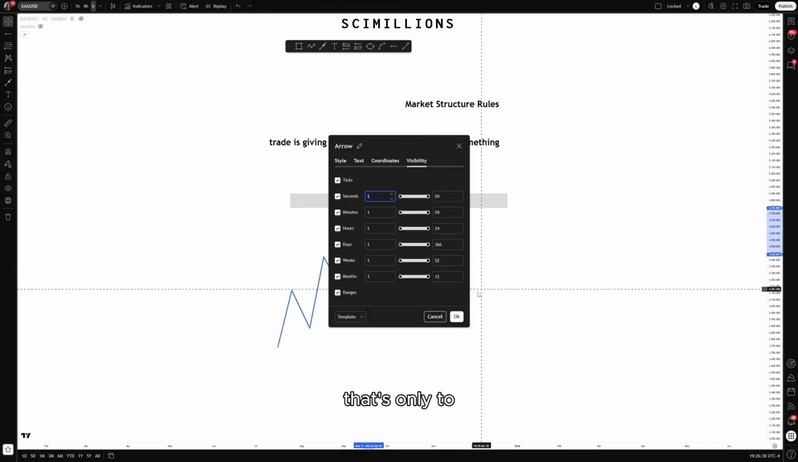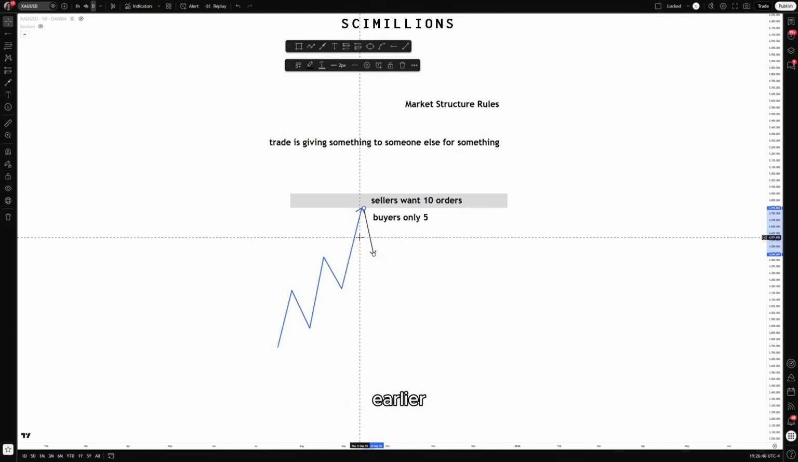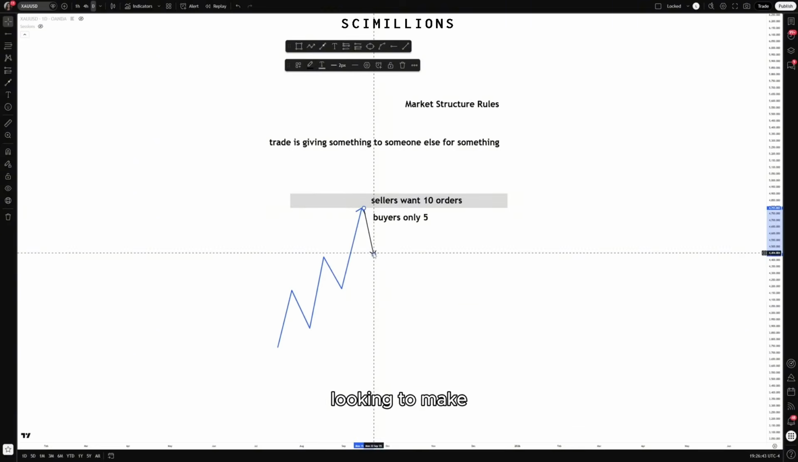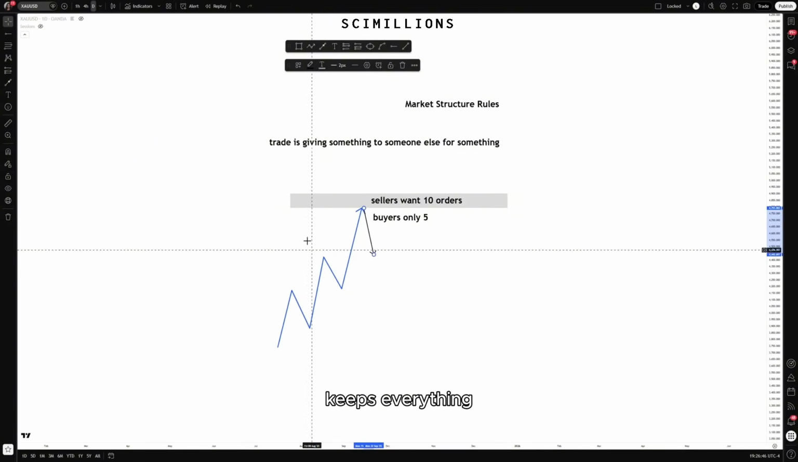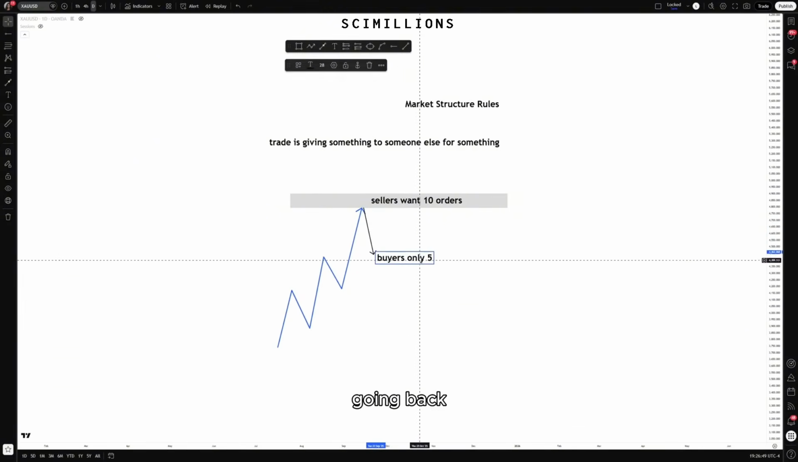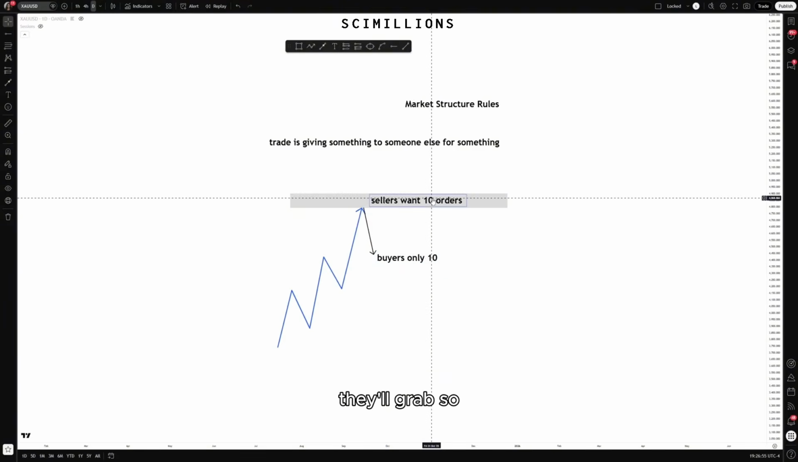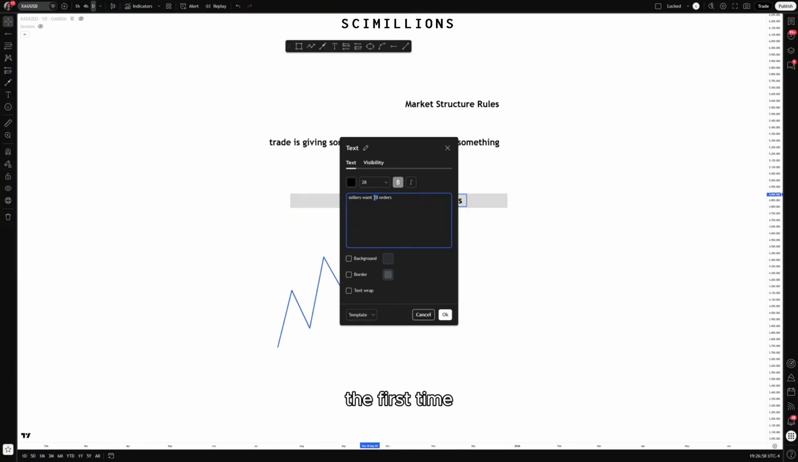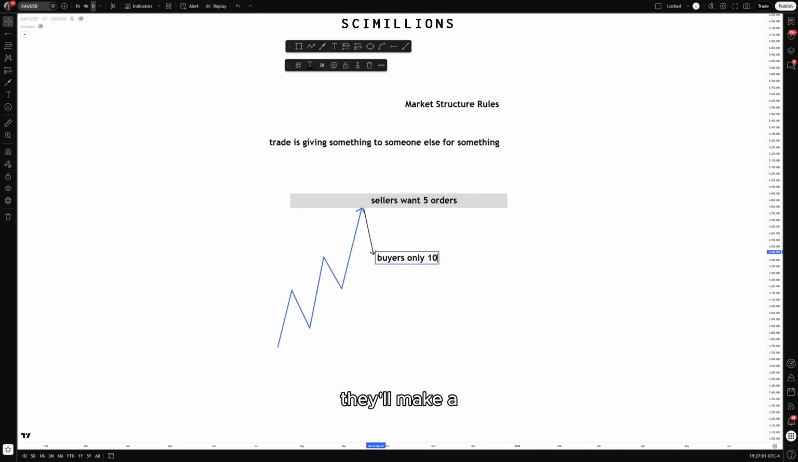But remember, to repeat what we talked about earlier, when price makes a high, what is it looking to make? A higher low. This higher low keeps everything afloat because this is only buyers going back to grab more orders, right? So if they came up with 5 the first time, that means they only have 5 more to go. They'll make a pullback.